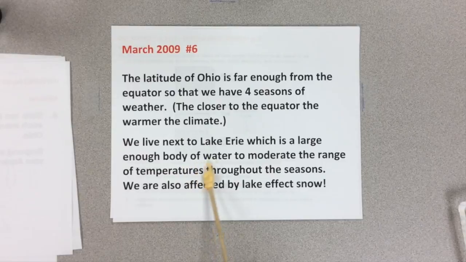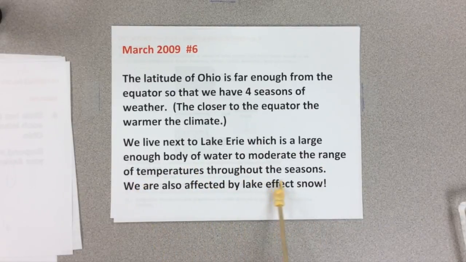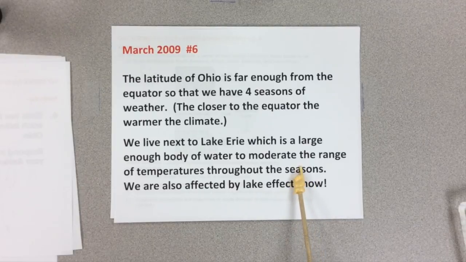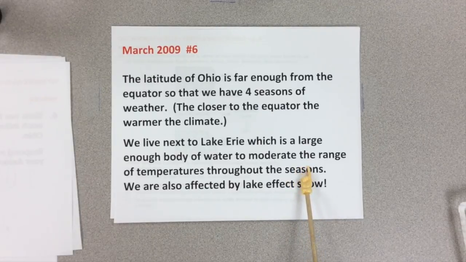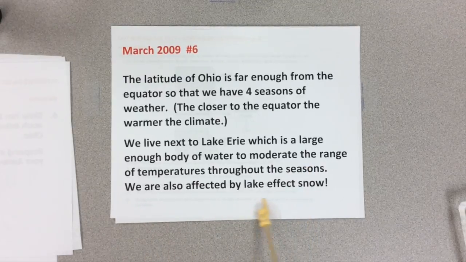We also live right next to Lake Erie, which is a large enough body of water to moderate the range of temperatures throughout the seasons. The lake helps us keep a little bit cooler in the summer and a little bit warmer in the winter. However, we can also be affected by lake effect snow living next to that lake.